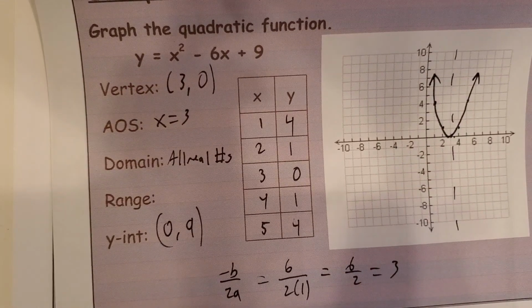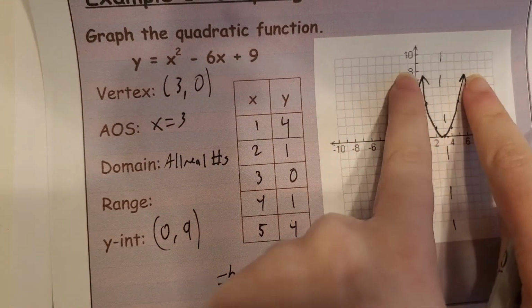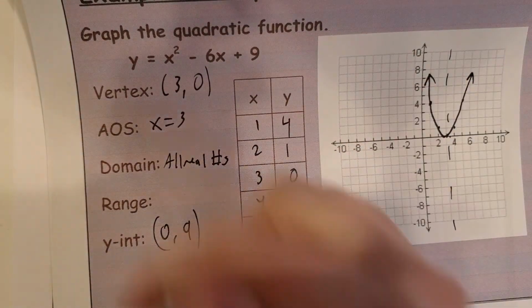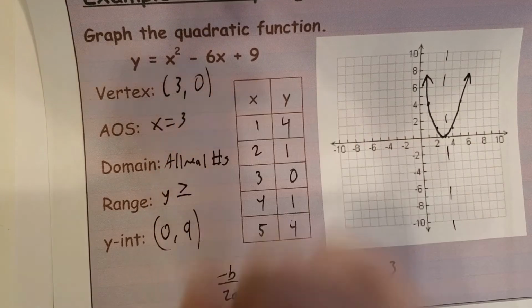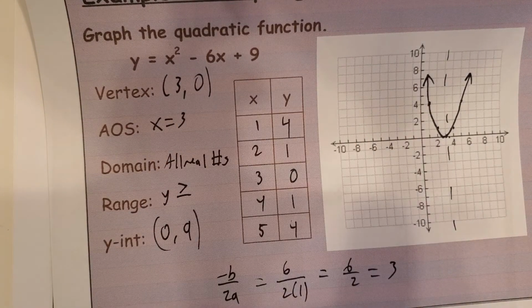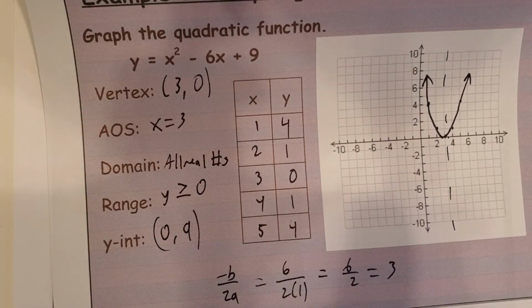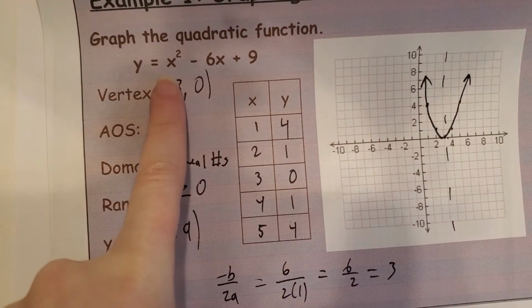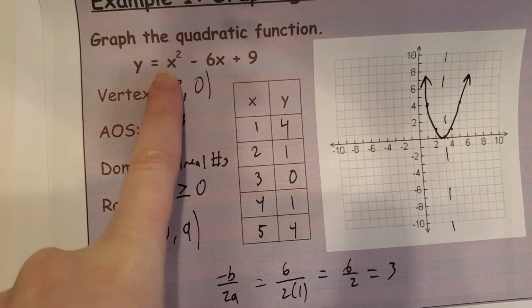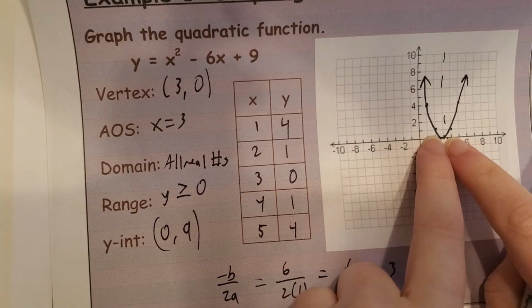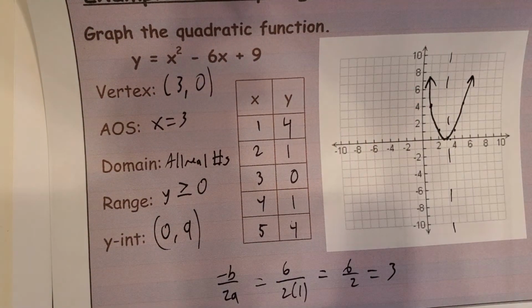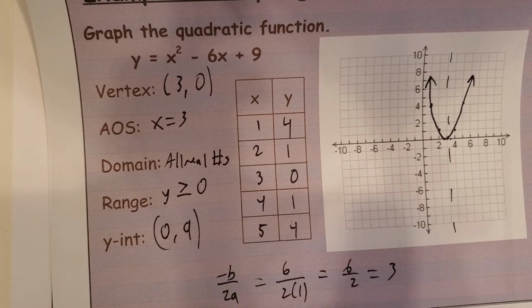For the range, we have now that it's pointing upwards. So the range is going to be y is greater than or equal to whatever the y value of the vertex is, which we found is 0. You could easily figure that out in the beginning from the equation itself because the a value is positive, which means that your picture should be pointing up, which it does now that we graphed it.